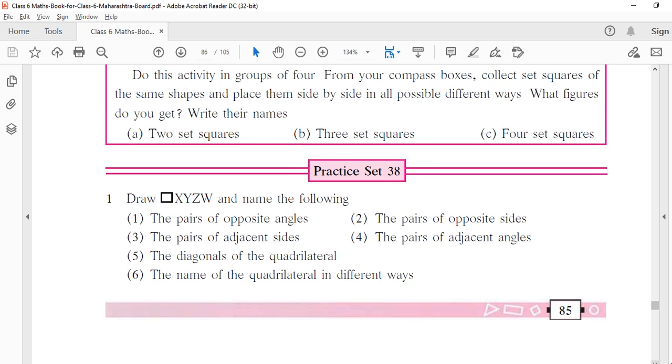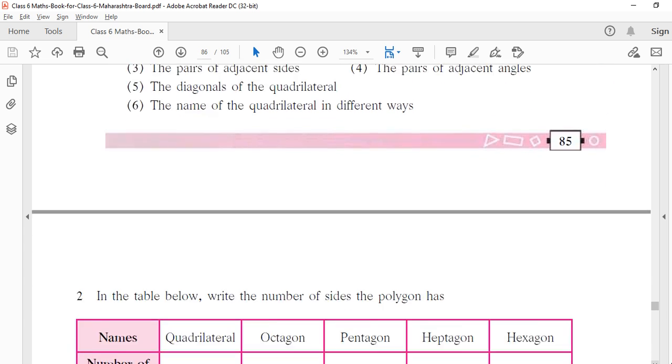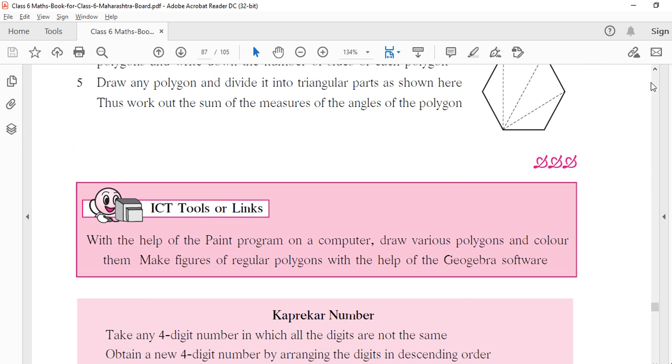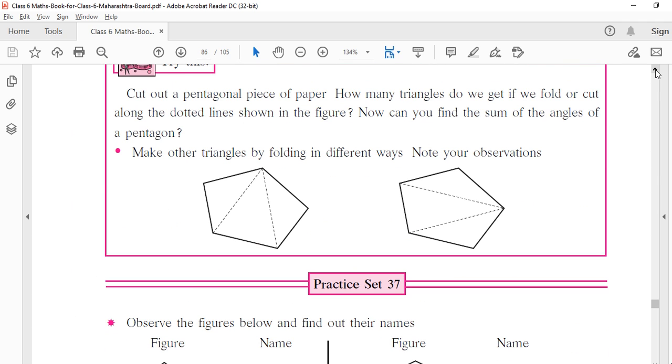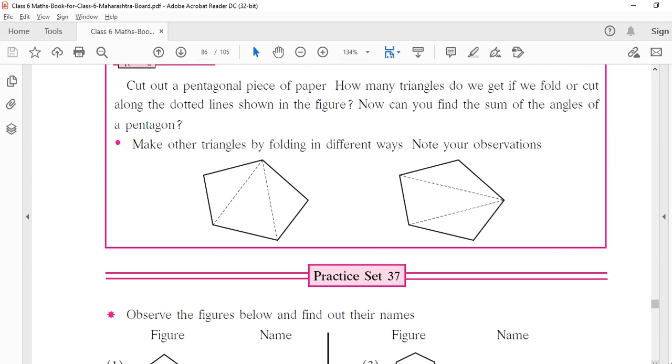Next, let's move on to practice set number 38. I think we should cover this in our next video lecture. So for this lecture, this is it. Let's meet in our upcoming video lecture.